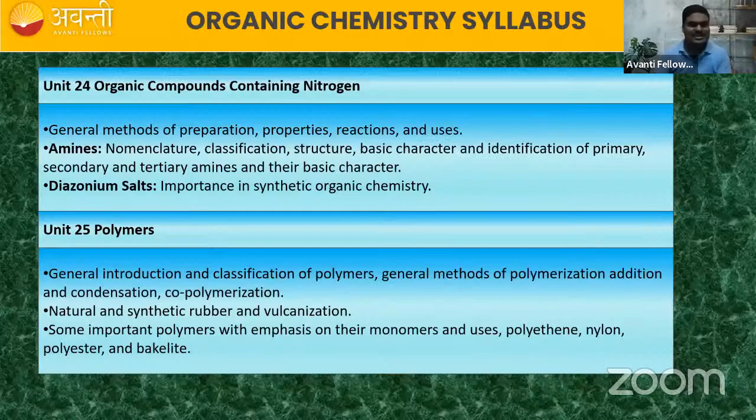Okay. Now, the next is organic compounds containing nitrogen. In this, we are going to study amines, that is what happens when an organic compound contains nitrogen, so amines and diazonium salts. Next is polymers. In polymers, we are going to study everything about polymerization, plastics, what is made from plastic, and the formula for making glasses and all.